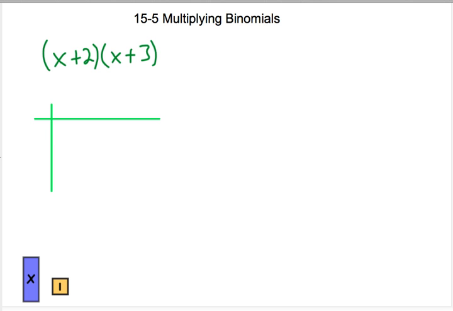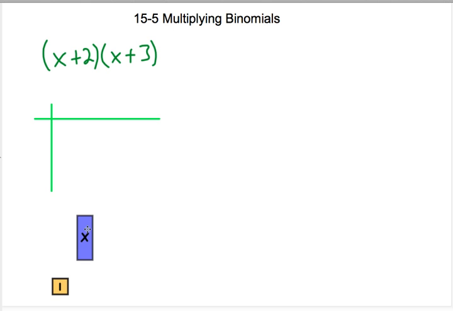Hello, in this video we'll be learning how to multiply binomials. Again, binomials are polynomials with two terms, in this case x plus 2, those are the two terms in the first binomial, and x plus 3, those are the two terms in the second binomial. Once again, I'm going to use algebra tiles because they are great at showing a visual representation of what's going on, which in this case is multiplication of binomials.